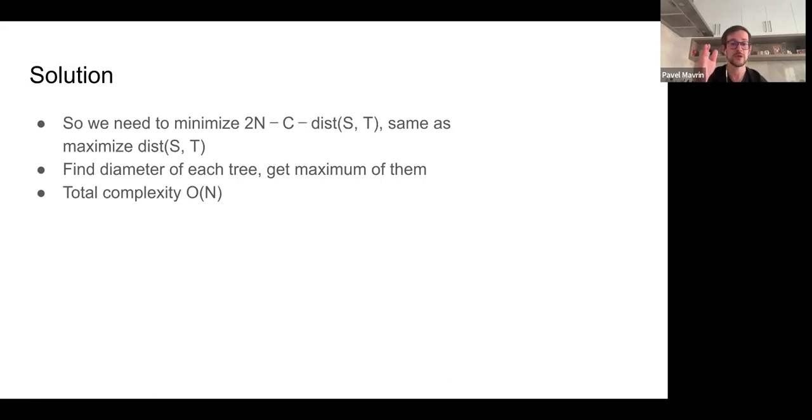And then you check these two cases, when S and T belong to the same tree and when they belong to different trees, and calculate the minimum out of them. And it will be your final result. Both cases can be solved in linear time, so the total time complexity is linear.